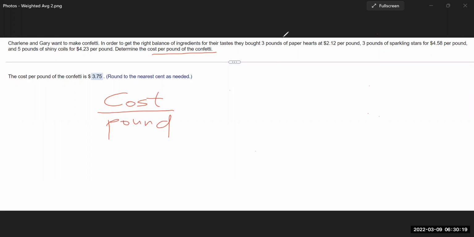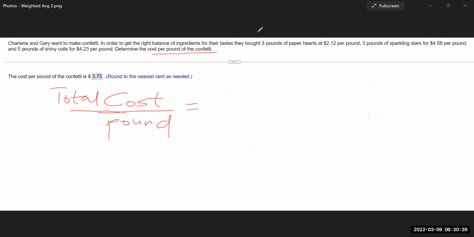So we are not just looking at the cost, we are looking at the total cost. So we have to look at how much did they spend on all the confetti, right? So the total cost per pound. Now, we have to put the total cost on top and the pounds below.